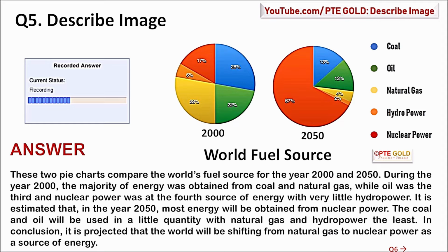It is estimated that, in the year 2050, most energy will be obtained from nuclear power. The coal and oil will be used in a little quantity with natural gas and hydropower the least. In conclusion, it is projected that the world will be shifting from natural gas to nuclear power as a source of energy.